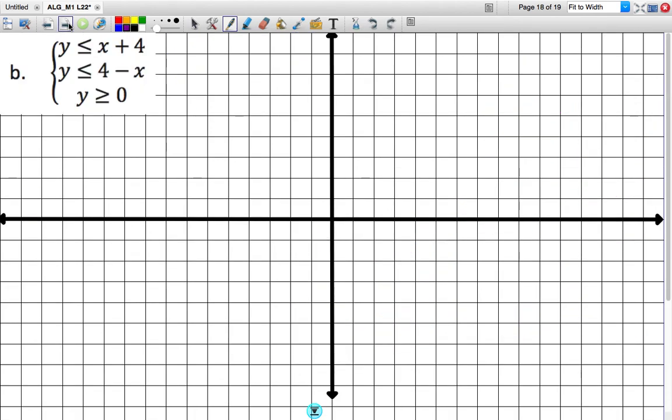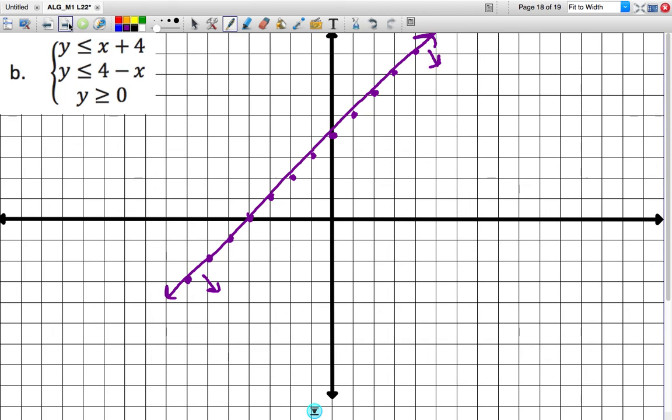Part B, this time we have 3, and that's perfectly fine. The top one's already in slope-intercept form, so we can go ahead and graph that. Y-intercept is positive 4, slope is positive 1. Up 1, over 1. Up 1, over 1. And my symbol is less than or equal to, which means I've got a solid line. It's less than, which means I'm shading below this line, but not yet.